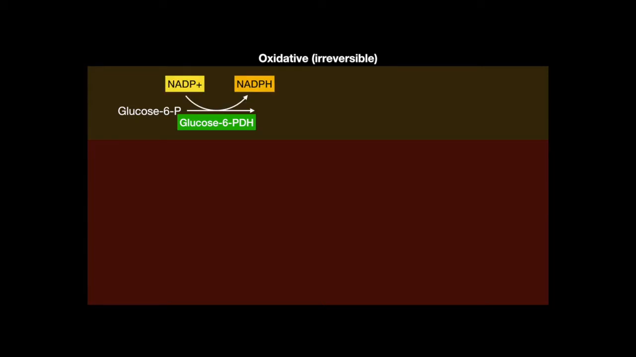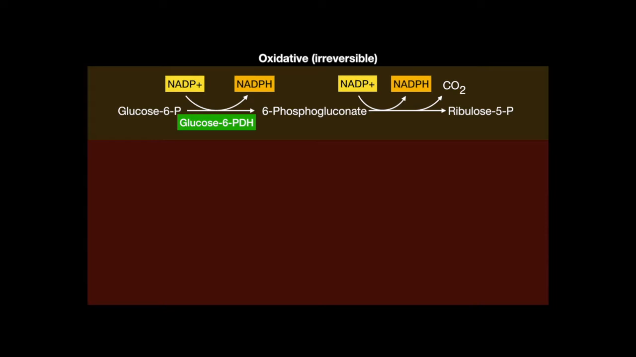It occurs in two parts. The first is the irreversible oxidative part. Starting with glucose-6-phosphate, glucose-6-phosphate dehydrogenase reduces NADP+ and creates NADPH and 6-phosphogluconate. It is used to reduce yet another NADP+ in creation of NADPH and getting decarboxylated into ribulose 5-phosphate.